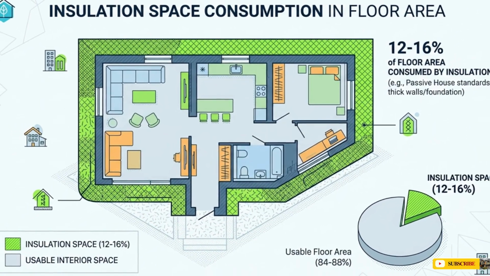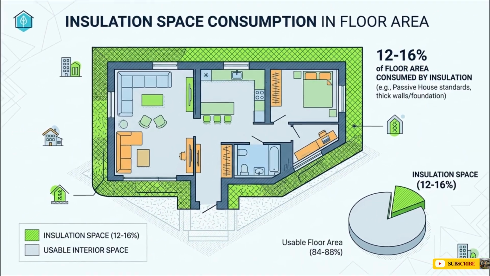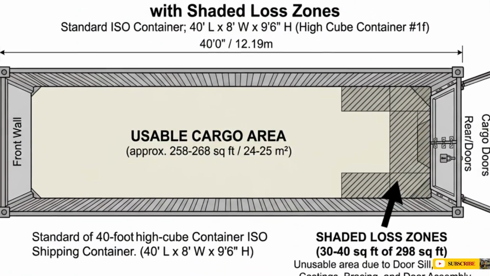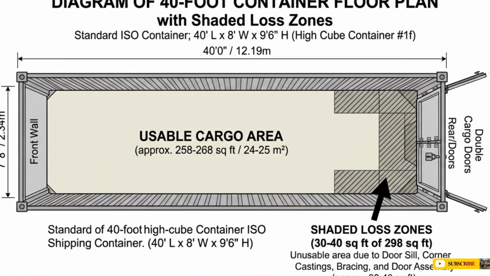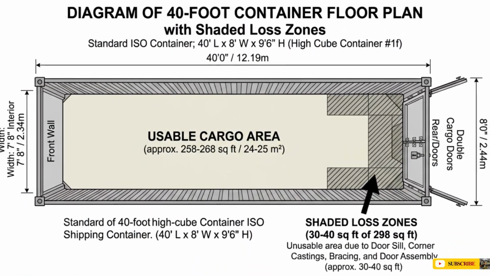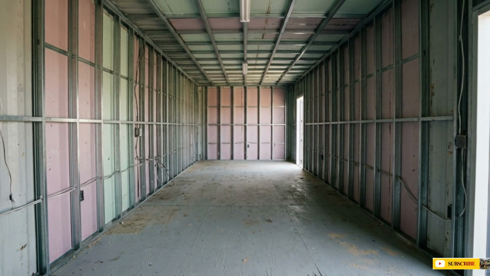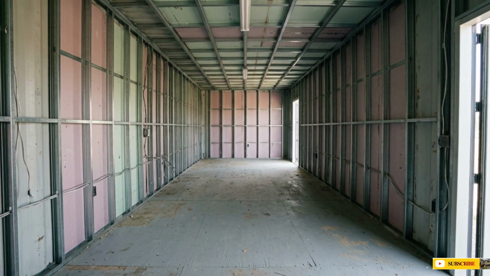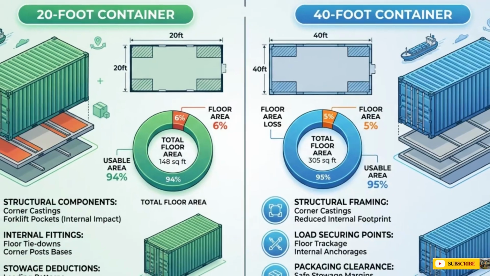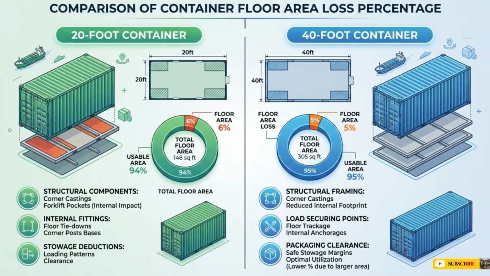On a 40-foot container, the floor area loss is proportionally similar, 30 to 40 square feet of a 298 square foot interior. This is not a minor detail. It is a structural reduction in the livable space you purchased the container to produce, and it is entirely avoidable.